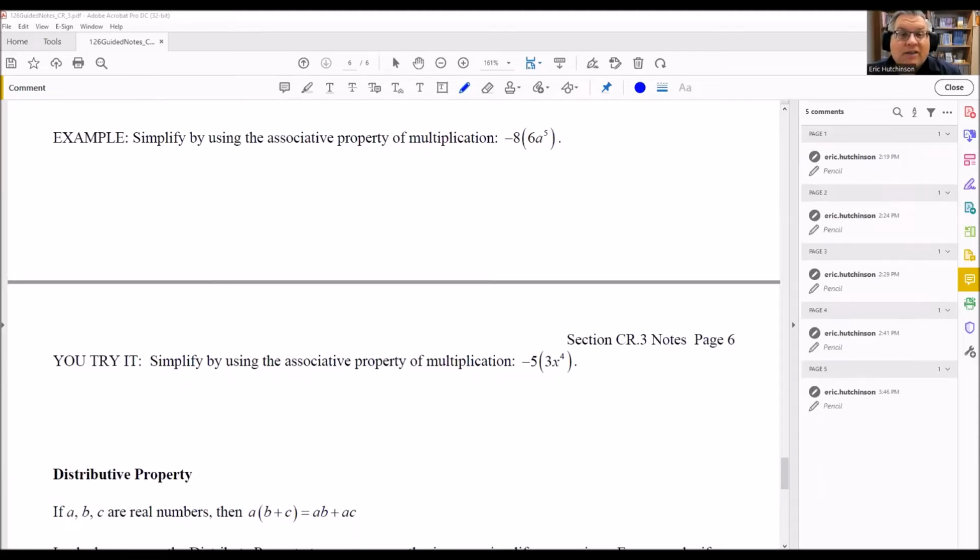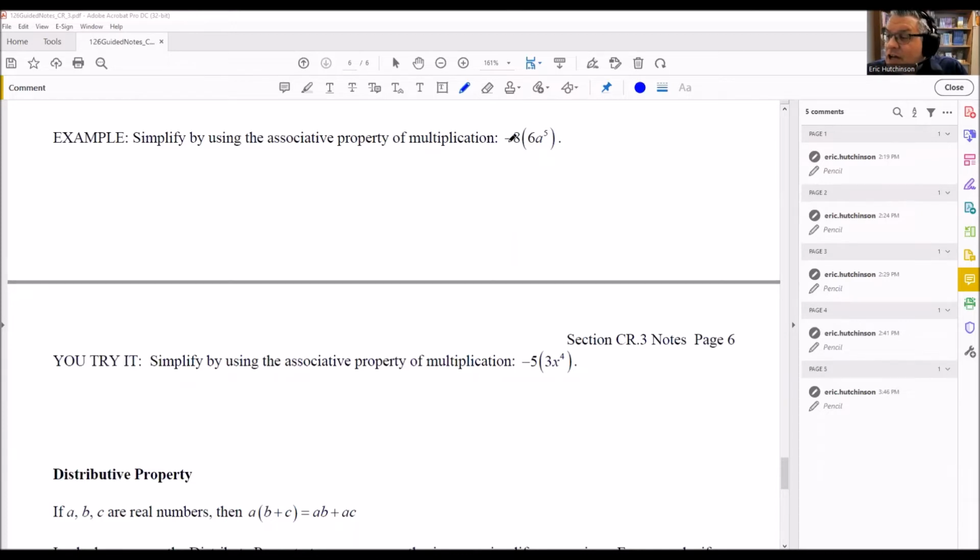All right, so we're going to talk about the associative property of multiplication and also the distributive property of multiplication and show you the difference between the two. They both involve multiplication, but they're a little bit different. First one, associative property of multiplication, that just means that you're allowed to rearrange what you're multiplying together.